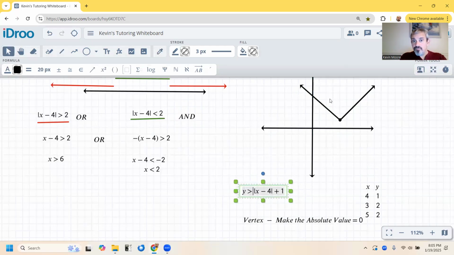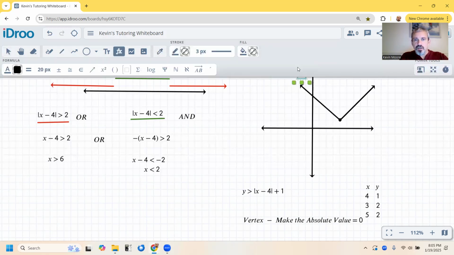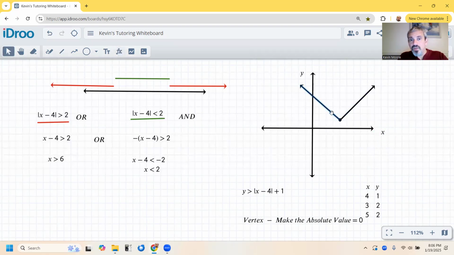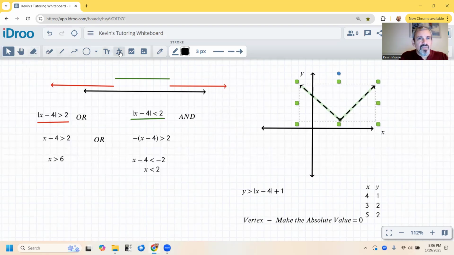If it's an inequality, well, now it's all the y values that are greater than this. Remember that y is on the vertical axis and x is on the horizontal axis. So what are some numbers that work? Well, we can say 4, 1 doesn't work because it's right on that line. So we have to change this line to a dotted line, meaning that line isn't included. But 4, 2 works, and 4, 3 works, and 4, 4 works. Anything greater than this.